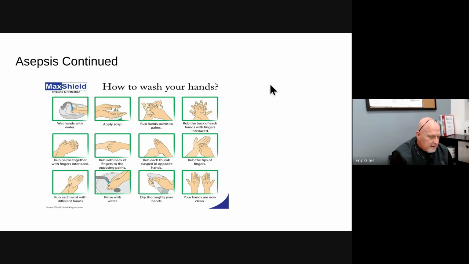Sepsis continued. Okay. Proper ways to wash your hands. You guys can just look at this. There is a proper way, believe it or not, to wash your hands. Make sure you get all surfaces of your hands, fingers, fingernails, rinse with water thoroughly, dry your hands, and then turn the water off with the towel that you use to dry your hands. Take good care of your hands, guys.